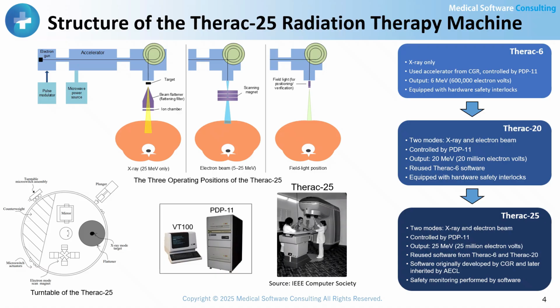3 microswitches attached to the turntable monitored its position. The signals from these switches were sent to the computer, enabling the system to determine the exact position of the turntable. The Therac 25 was an unprecedented radiation therapy machine, capable of switching between 2 very different radiation modes that released large amounts of energy into the human body, controlled entirely by computer software.